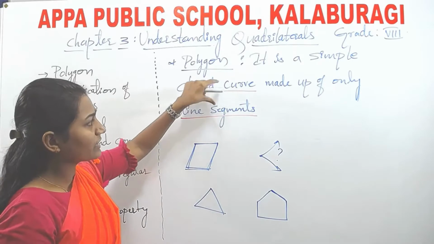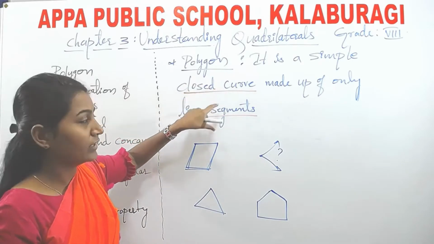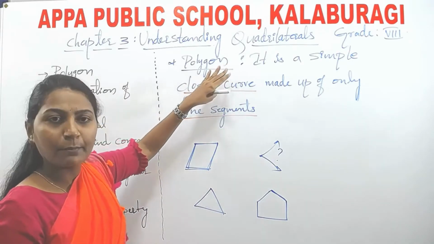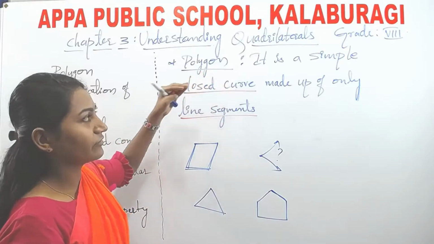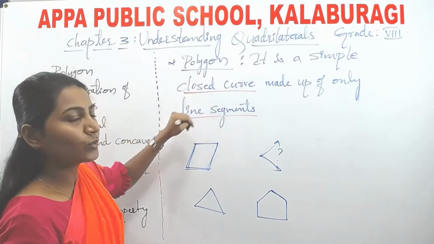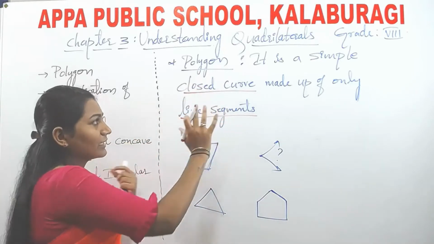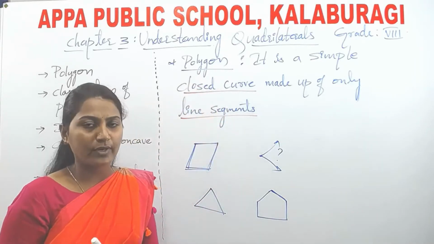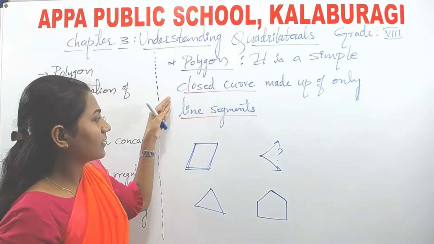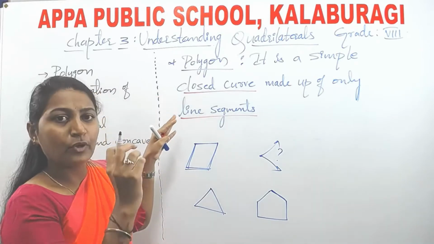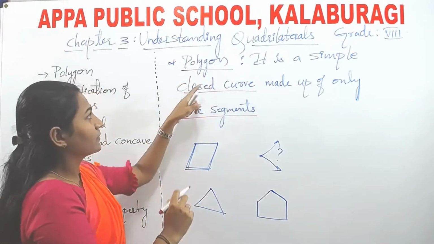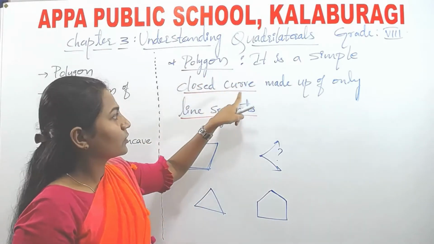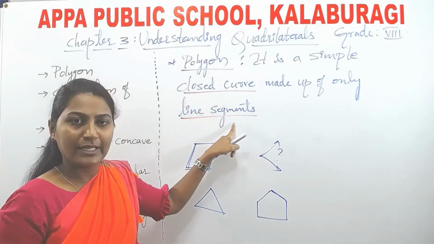If you miss any of the words among these two, this particular definition becomes incomplete. Okay, you cannot properly define a polygon without these two words. So these are very important. Rather than calling them important, I can say these are the important terminologies in this particular definition. Okay, polygon is a simple closed curve made up of only line segments.